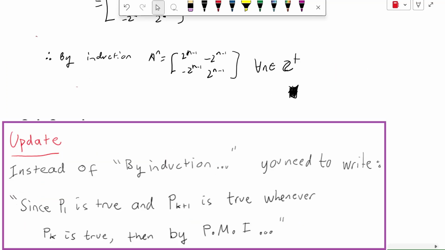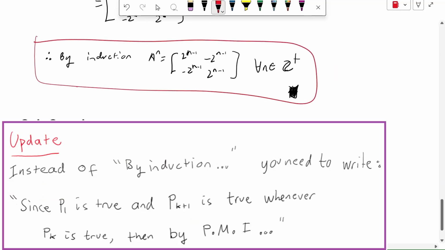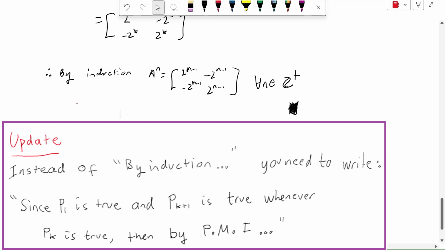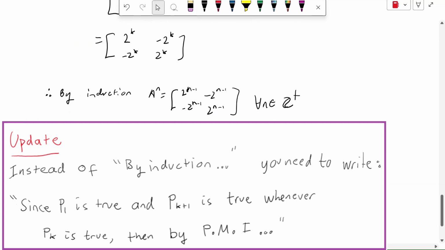And then all we do is finish it off by writing this statement that we normally write at the end. Be aware that in exams, sometimes you get a follow-up question asking maybe about specific powers of A and asking you to compute those. So it's worth practicing follow-up questions like that.